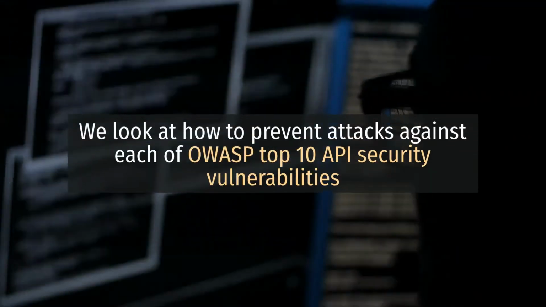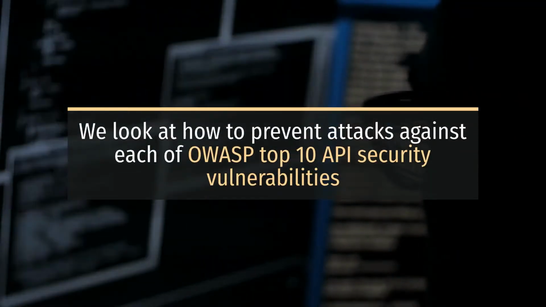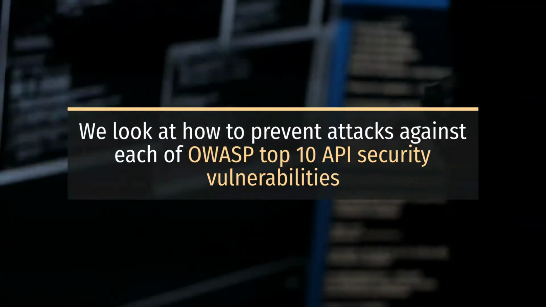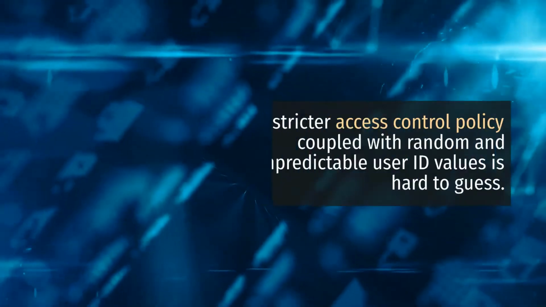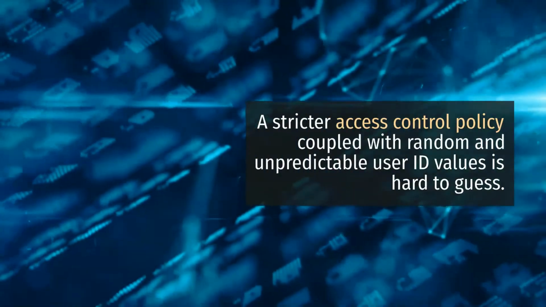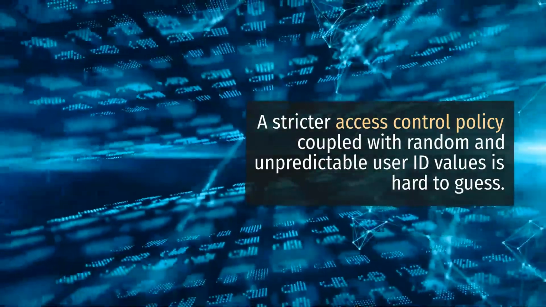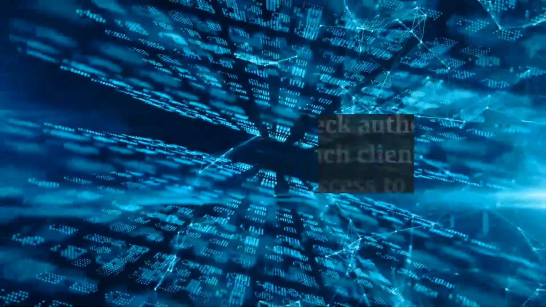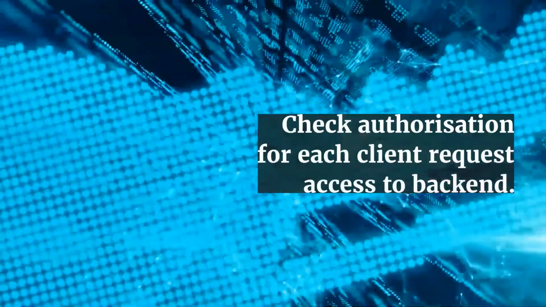We look at how to prevent attacks against each of the OWASP top 10 API security vulnerabilities. Tip number 1. Broken object-level authorization. A stricter access control policy coupled with random and unpredictable user ID values is hard to guess. Check authorization for each client request access to the backend.